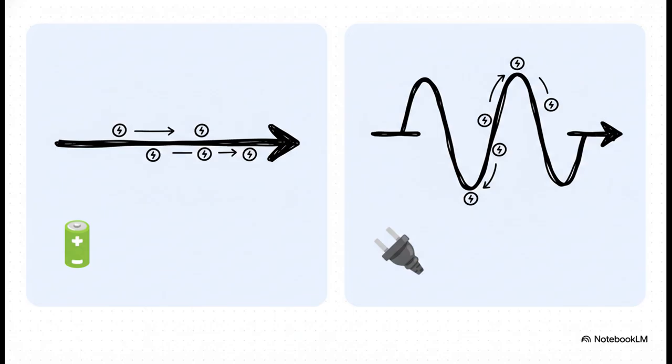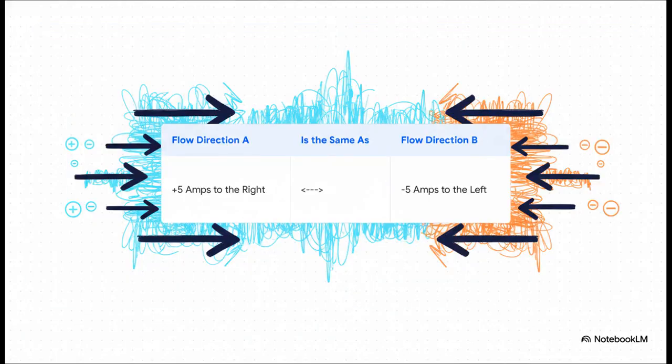You've got direct current, or DC, which is a nice steady flow in one direction. Think of a battery. And then you've got alternating current, or AC, where the flow actually wiggles back and forth. That's the stuff that comes out of the outlets in your house. And this little table illustrates a super important point. Direction really, really matters. A 5-amp current flowing to the right is the exact same thing as a negative 5-amp current flowing to the left. It's the same amount of flow, just in the opposite direction.